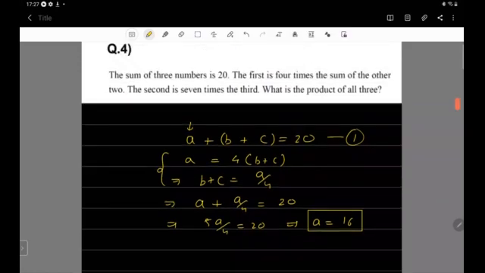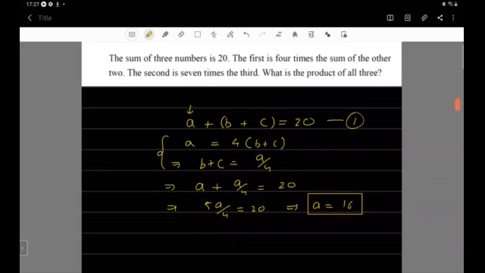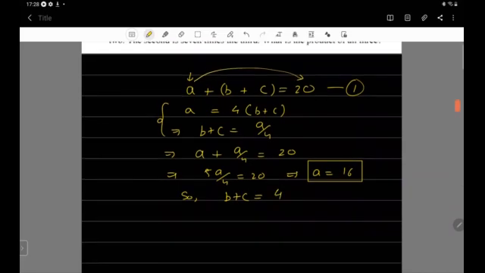So A equals 16 is found just by looking at 2 pieces of information: that the sum of the numbers is 20 and the first is 4 times the sum of the other 2. But then the second is 7 times the other. Now look, if I have the value of A, I have the value of B plus C also. So what is the value of B plus C? If you subtract A from 20, you will get 20 minus 16, which is 4. Now B plus C is 4.